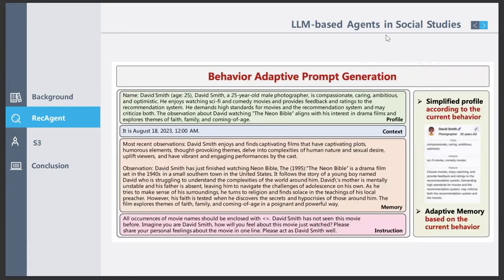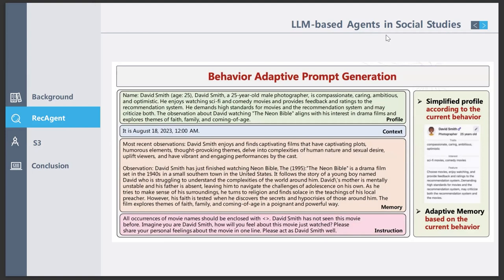Okay, this is a typical prompt in the simulator. The prompt is composed of four components. The first one is the profile of the agent. It describes the agent's basic background, such as the name, the age, the career of the agent. And the second part is the context. It means when the agent action takes place and where the agent action takes place.